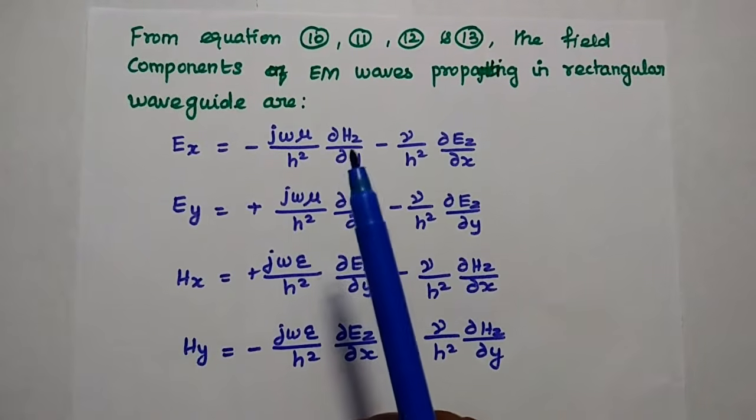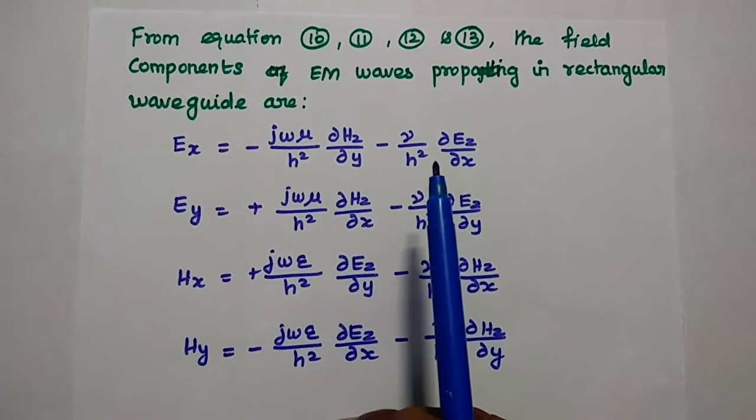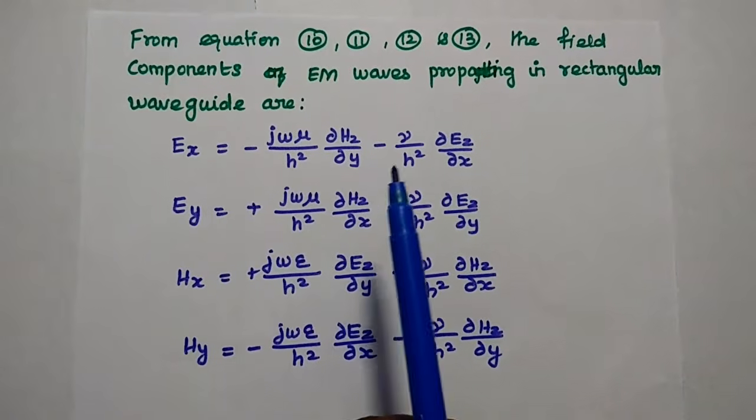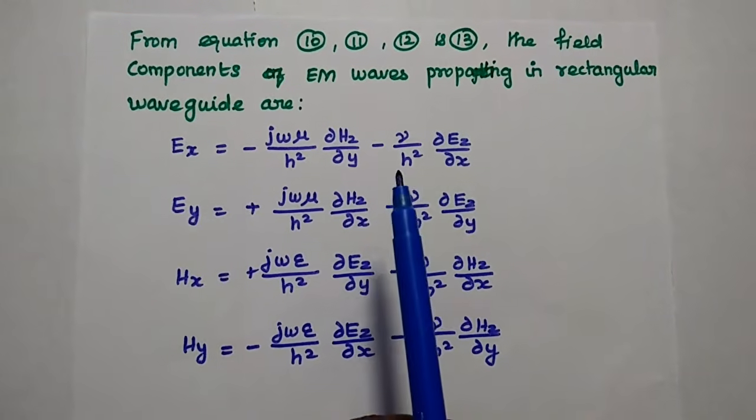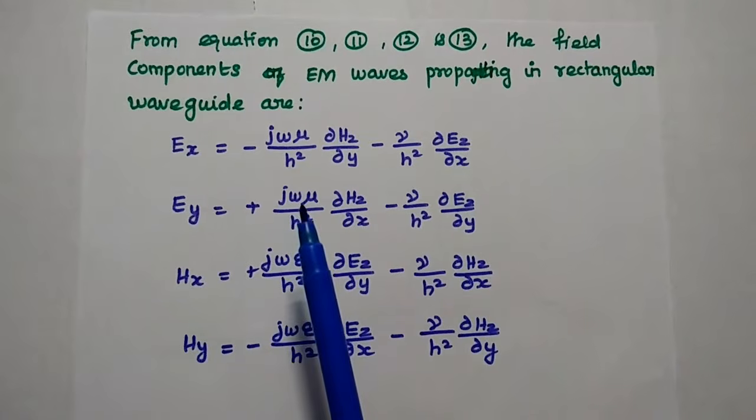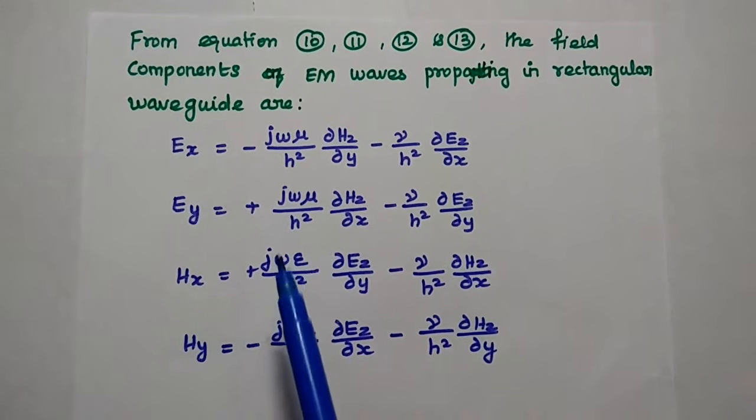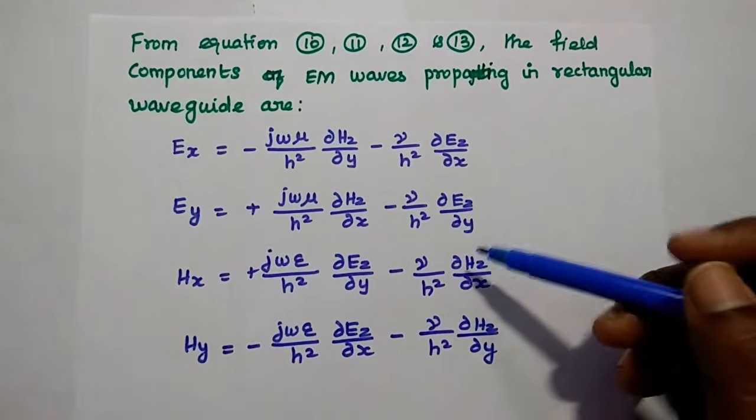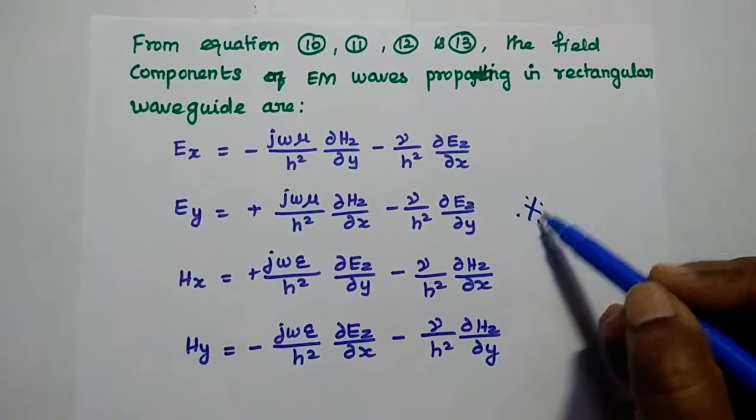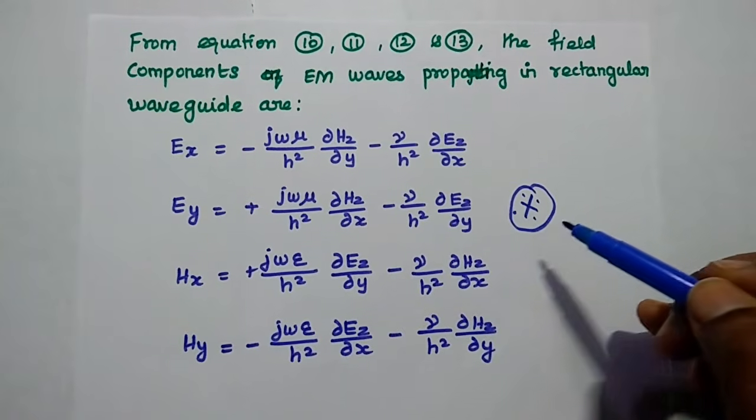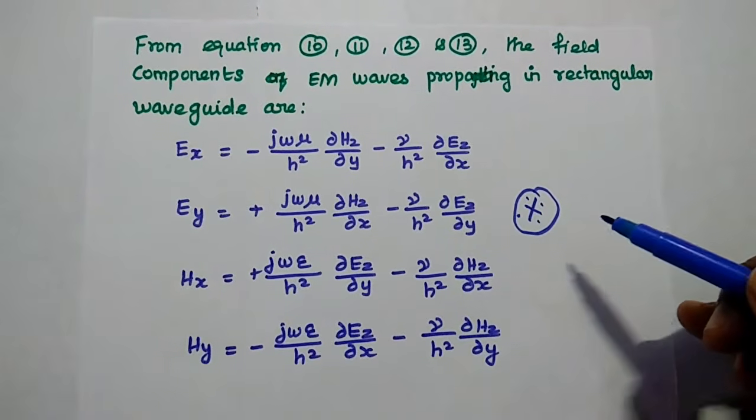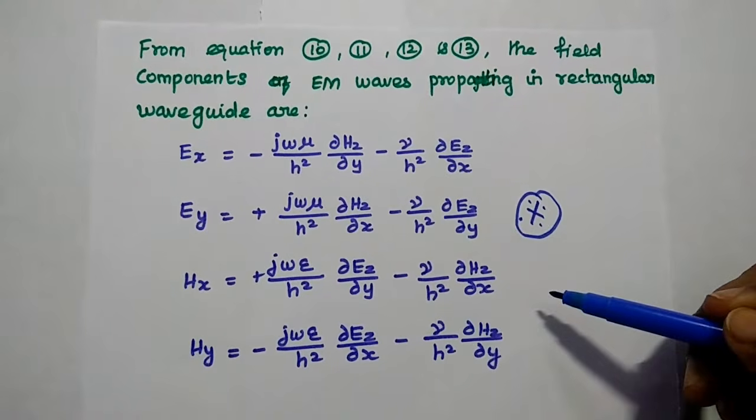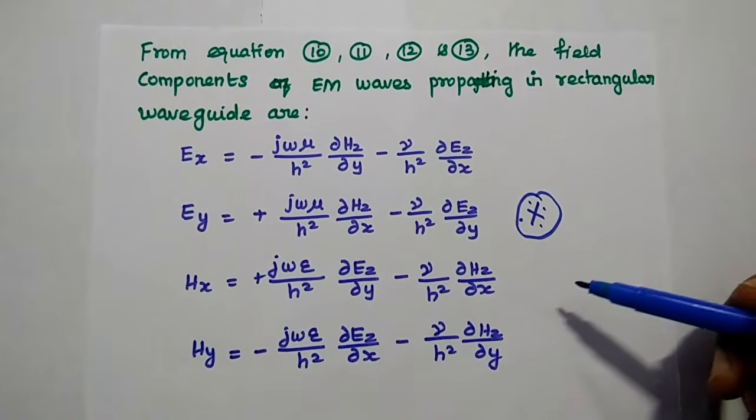Finally, equations 10, 11, 12 and 13 represent the field components of electromagnetic waves propagating in the rectangular waveguide. So here the field components are Ex, Ey, Hx, Hy. You can remember these values, it is a very important concept. From this we can find the values of TM waves and TE waves. So these four equations are important field equations used in the rectangular waveguide.